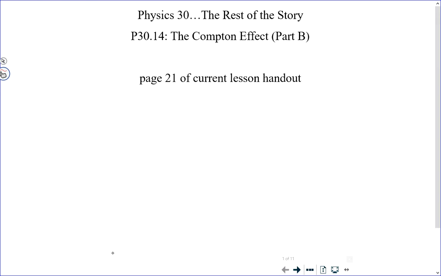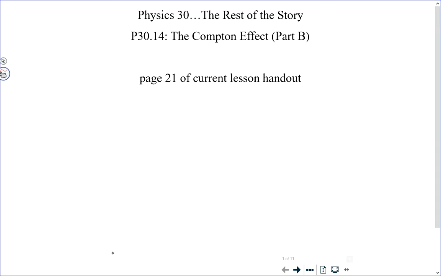What we're going to be looking at today is the second part of the Compton effect. And if you had downloaded the rest of the story, part 2, the note package, prior to this week, you would not have pages 21 and 22 in the handout. They've just been added in the past couple of days. So this is on page 21 of the lesson handout.